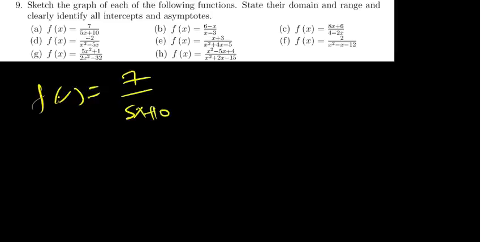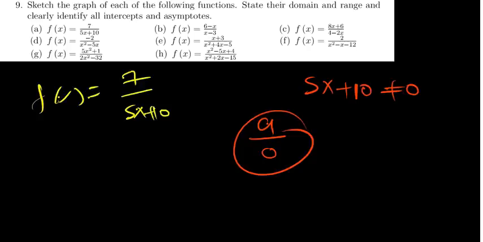How do we find the domain of the rational function? To find the domain, get the denominator and set it not equal to 0. So I'll say 5x plus 10 is not equal to 0. Why are we setting it not equal to 0? Because we can never have a function a over 0. This is going to be undefined. So the denominator should not be equal to 0.